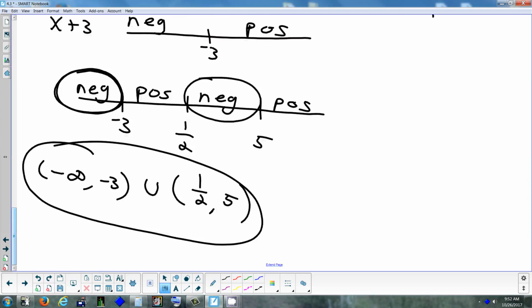So you don't really have to worry about extraneous roots here because we have a totally different method to solve it. When you're solving an inequality, you always want to get the intervals.